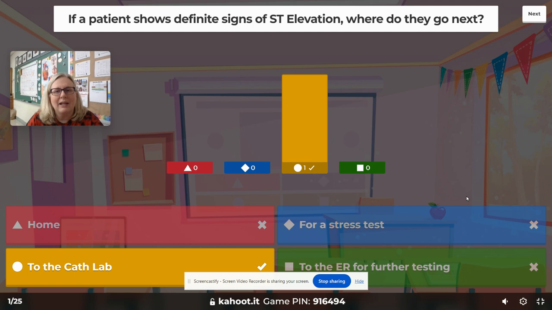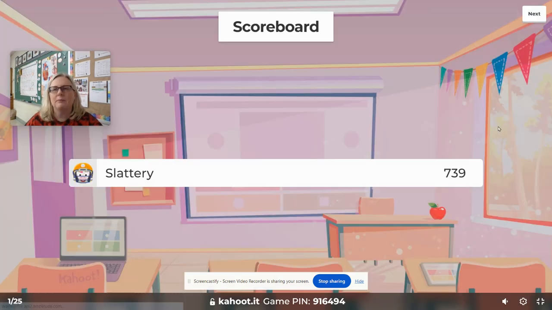Okay, so the correct answer is to the cath lab. So if they have ST elevation, you have to remember what ST elevation means. That means they're having a STEMI, so they're having an active heart attack. We do not put them under a stress test. We don't go for further testing. They do not go home. They go to the cath lab to see if they can place a stent. That's the correct answer for that one. Okay? All right, next question.